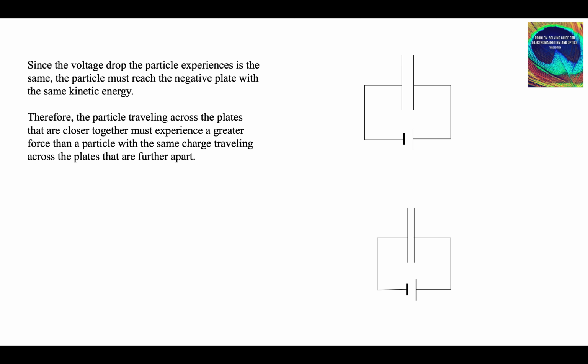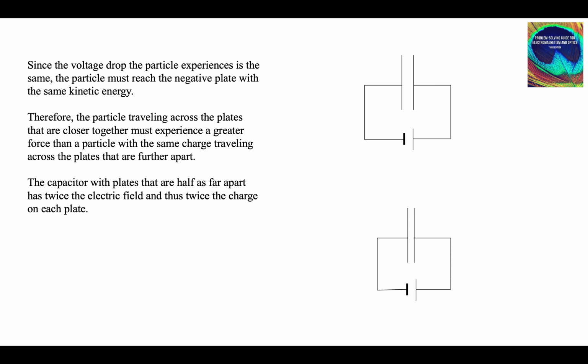If it has the same mass and the same charge, it should hit the negative plate with the same kinetic energy. But these two plates are closer together. The particle has to accelerate faster. It doesn't have as much distance to get up to the speed. So the acceleration is bigger, the force must be bigger, which means the field must be bigger. And if the field must be bigger, it has to have more charge.